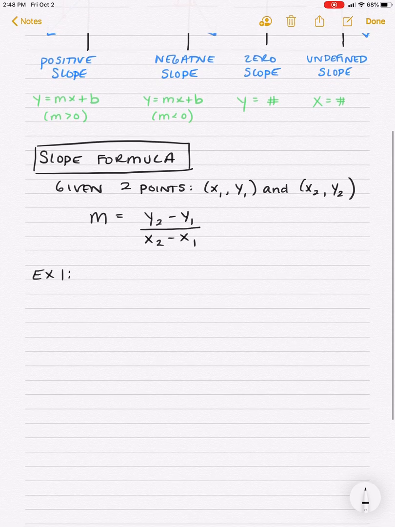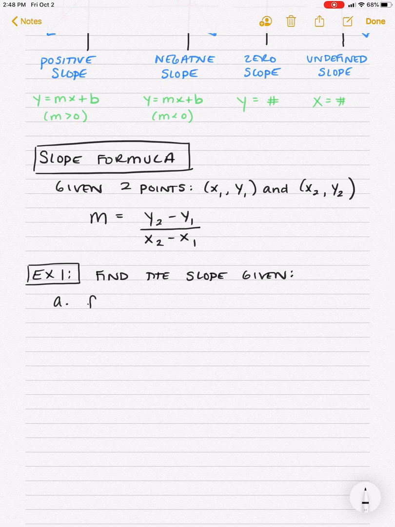All right, example 1 is going to have a couple parts. We are going to find the slope, okay, given, and we're going to look at a part A and a part B. So for part A, we're going to find the slope given f of negative 1 is equal to 6 and f of negative 5 is equal to negative 4. At any point in this video, if you need to hit the pause key to write down the problem, please feel free to do so.